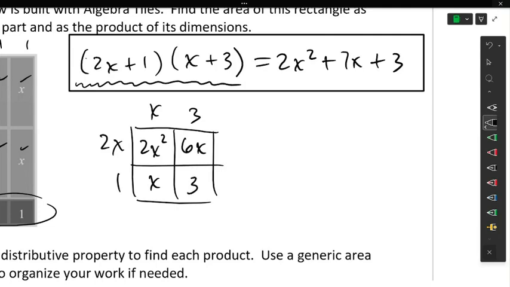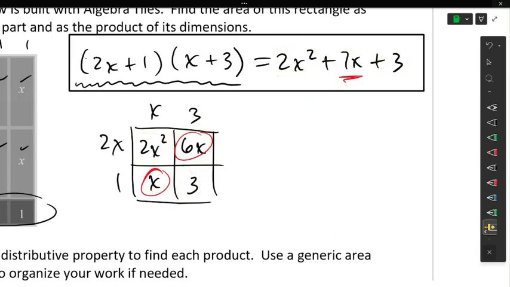And you can see that 2 of these are like terms. And because these are like terms, they can be combined. And when I combine them, I do get the 7x. So you can see everything's here. I've got a 2x squared, which I found. I've got 7x, which is here. And I've got the 3, which is right here.